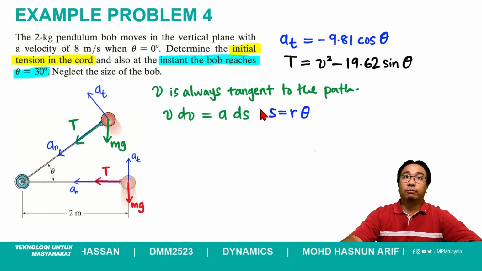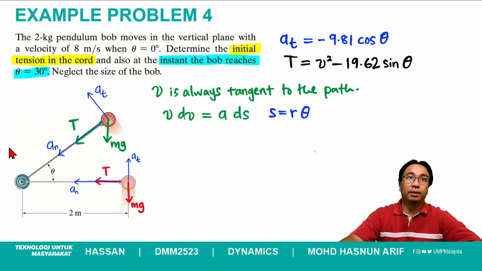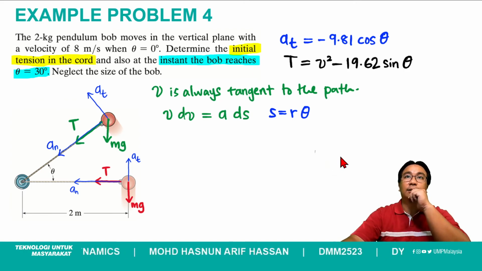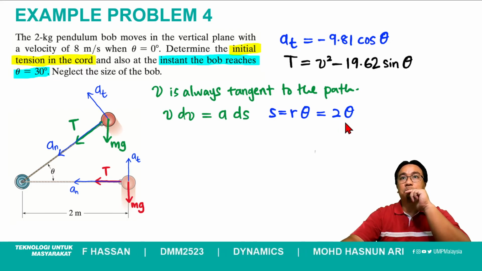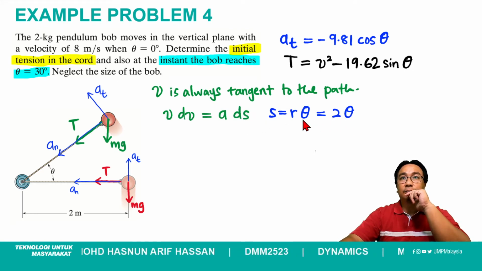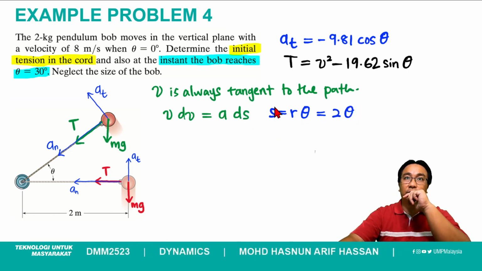So, from here, what is the value of R here? Kalau kita tengok kepada problem ini, what is the value of R? 2, correct. So, we can then write S is equal to 2 theta. And we can also change this ds here to become d theta. You simply bring 2 theta into S here because you have defined S equals 2 theta.